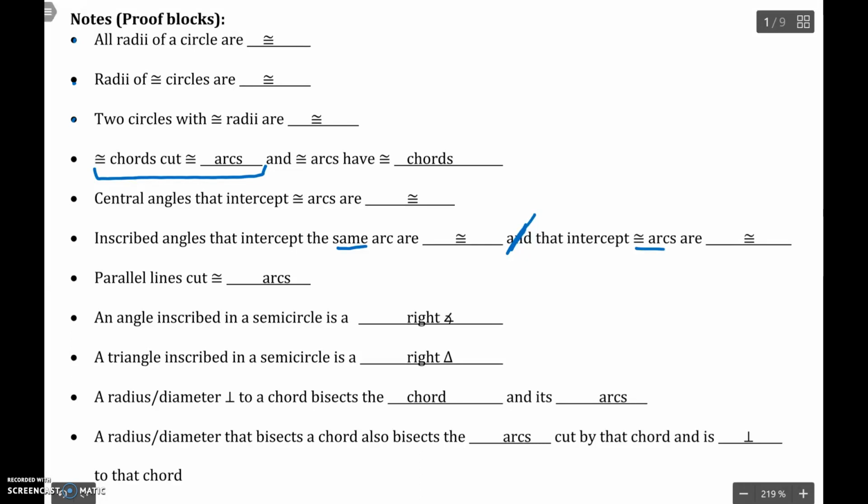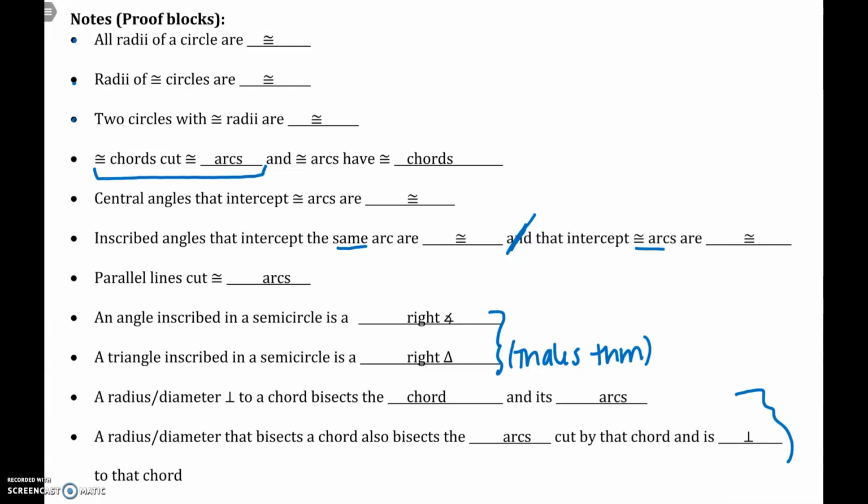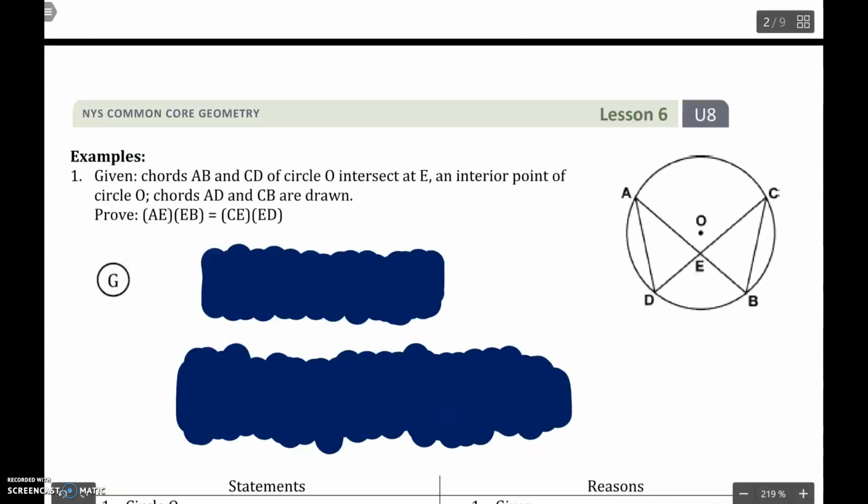Parallel lines cut congruent arcs. An inscribed angle in a semicircle is a right angle. A triangle inscribed in a semicircle is a right triangle. These two can also be called Thales' theorem. A radius or diameter that's perpendicular to a chord bisects the chord and its arcs. A radius or diameter that bisects a chord also bisects the arcs cut by that chord and is perpendicular to that chord. These three are all different properties. You can use just whatever 2 out of 3 you happen to be needing for the particular proof we're doing. So on to some examples.